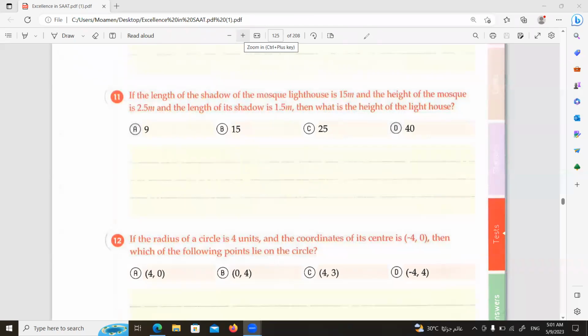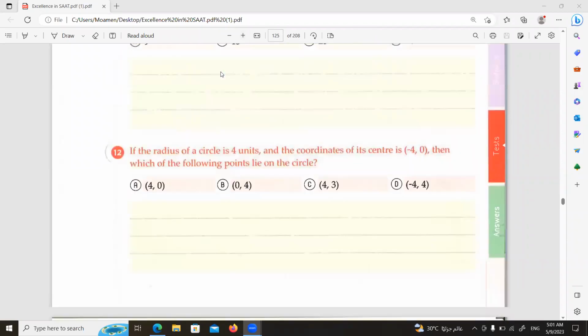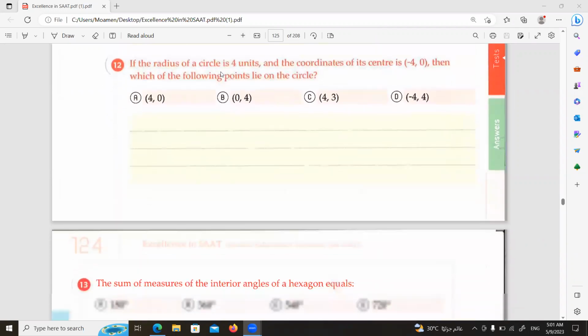Okay, so it's a proportion, and then after that, the cross product. Number 12: if the radius of a circle is 4 units, and the coordinates of the center are (-4, 0), then which of the points lies on the circle? We can use many ways here, but this is the good way, the way that you can use to get the result directly.